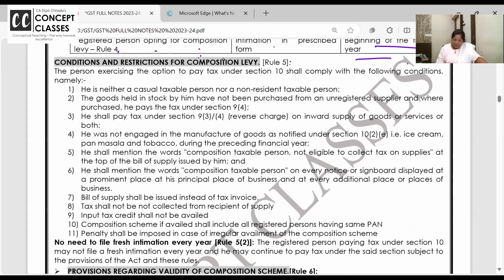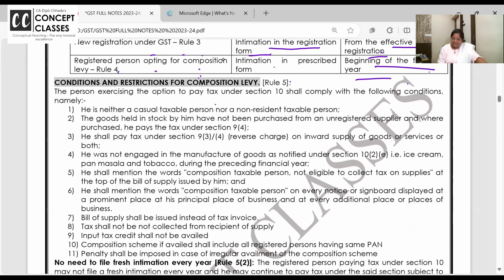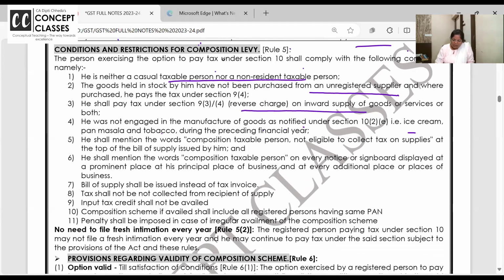Okay, now from here it is very easy. It's a revision. Person exercising the option under section 10 shall comply with following conditions. He is neither a casual taxable person, they can't apply. The goods held in stock by him have not been purchased from unregistered supplier. He shall pay tax under RCM, full tax. Even if I am a composite supplier, 1% manufacturer, but on RCM, if I am liable to pay 18%, I have to pay. He was not engaged in manufacturing of the goods or notified ice cream and all. He shall mention composition taxable person not eligible to collect tax on all bill of supply. Why bill of supply? Because he cannot issue tax invoice.